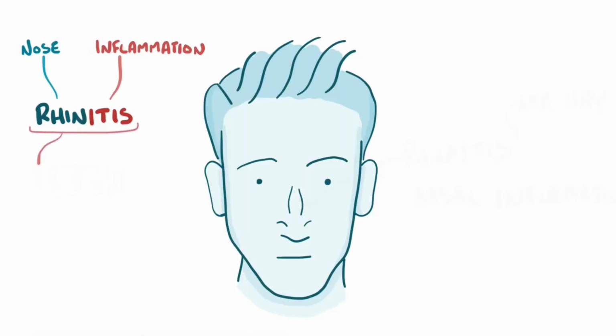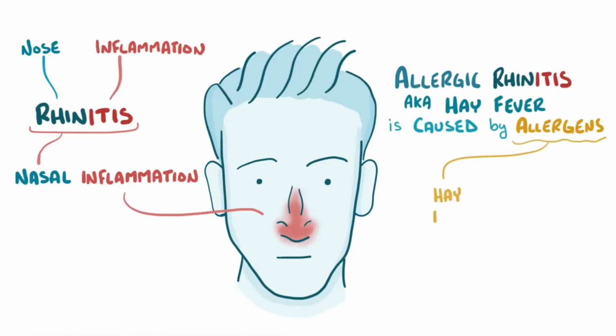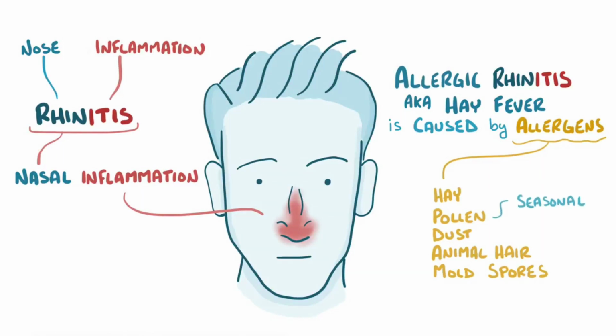So rhinitis is nasal inflammation. Allergic rhinitis is also called hay fever because it's typically caused by allergens like hay, as well as pollen, dust, animal hair, or mold spores. Since the main trigger is pollinating plants, allergic rhinitis will flare up at specific times of the year.